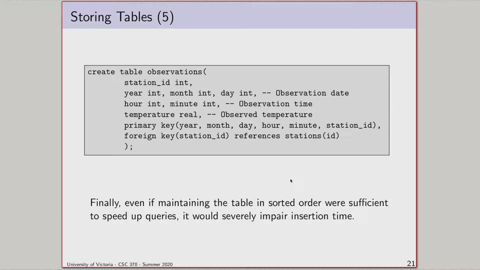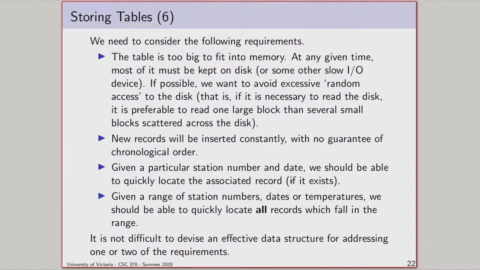This is a multivariable optimization problem, and it gets even worse when we think about the fact that the table is probably going to be stored on disk. So here are the requirements we probably should be thinking about. We have a table, it's too big to fit in memory. I might have a server with 64 gigabytes of memory, but unfortunately the table could be a terabyte in size. No matter how big the server's memory is, the table is very likely going to eventually be bigger. So that means that at any given time, most of the table is kept on disk. And I'm going to come back to that in a minute.